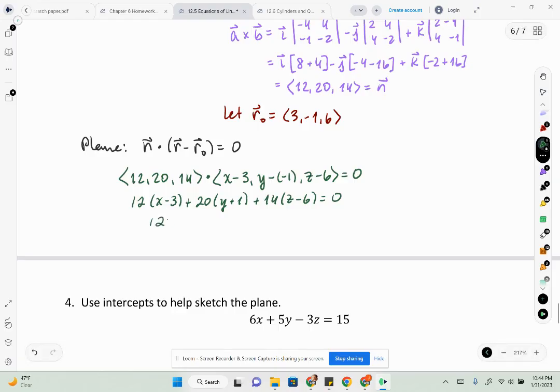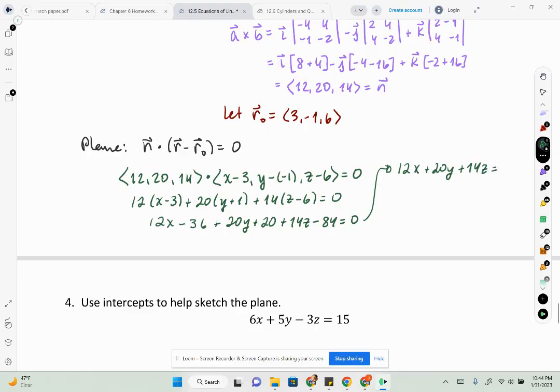I mean, technically, yeah, 12x minus 36 plus 20y plus 20 plus 14z minus 84 is equal to 0. And then it looks like, so that's minus 16, that's going to be minus 100. When I simplify this, I have 12x plus 20y plus 14z is equal to, yeah, I think that's 100 when I move it over. And that is the equation of our plane.